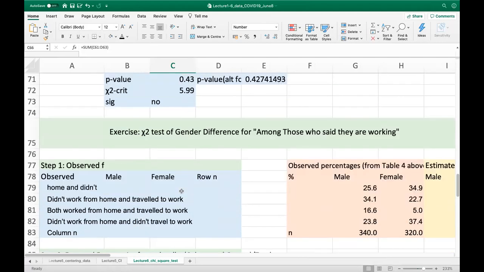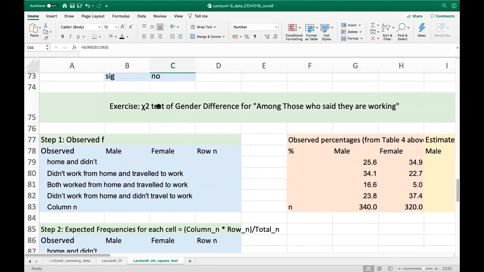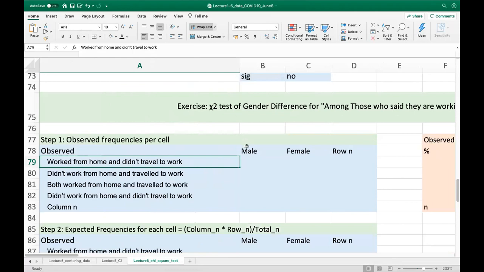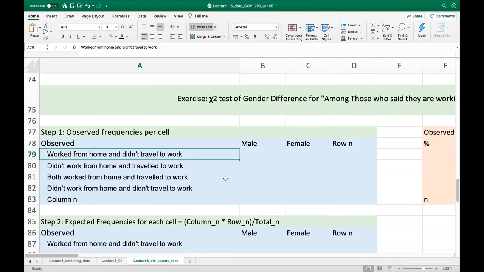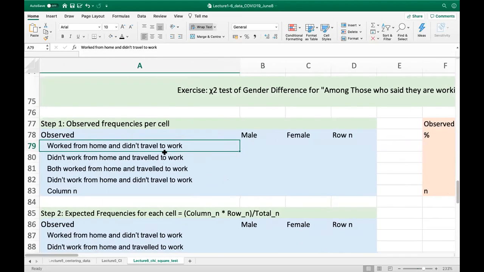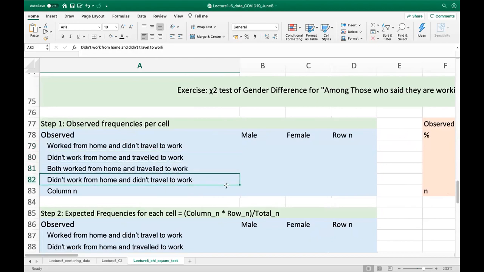The next exercise: now let's do an exercise to test whether there are gender differences among those who said that they're working, in terms of what exactly they are doing. So we have these 4 options: work from home and didn't travel to work, didn't work from home and traveled to work, both worked from home and traveled to work, and didn't work from home and didn't travel to work.